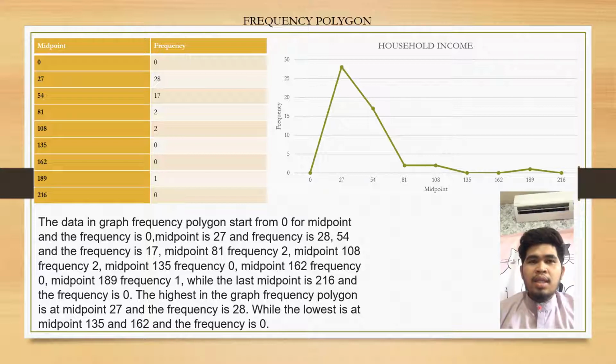From the graph we can see that the highest in the frequency polygon is at midpoint 27 and the frequency is 28, while the lowest is at midpoints 135 and 162 and the frequency is 0.